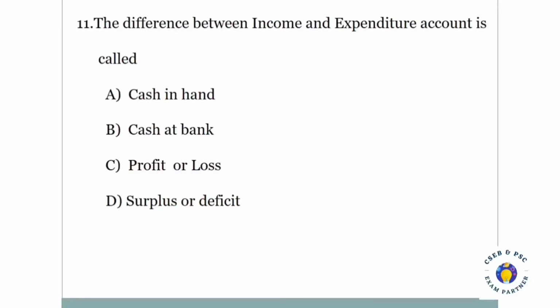Question number 11. The difference between income and expenditure account is called option A cash in hand, option B cash at bank, option C profit and loss account, option D surplus or deficit. Answer is surplus or deficit.